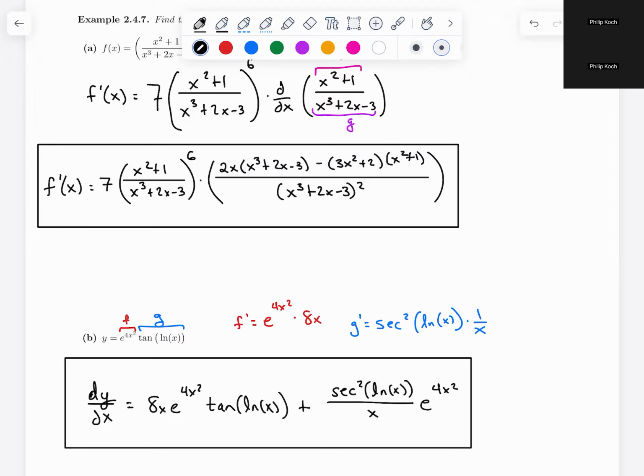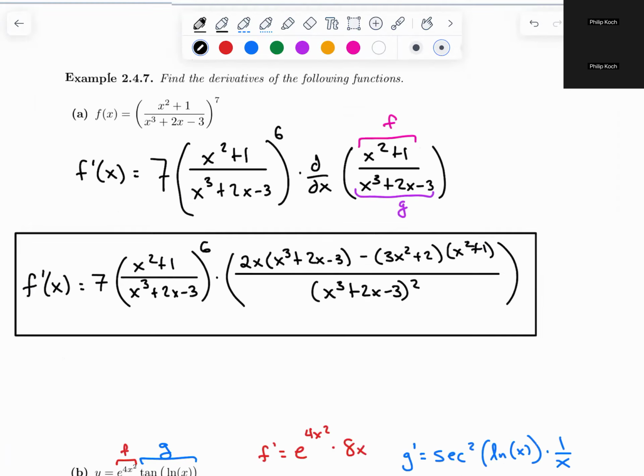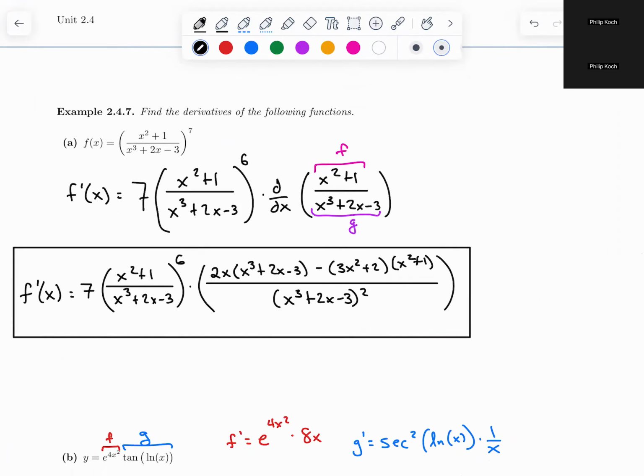Okay, so I've got the answers up here. This first one is a chain rule because it's a quantity being raised to the 7th with a quotient rule on the inside. So the outer function is the 7th power. By the power rule, it would be 7 blank to the 6th. But in this case, it would be 7 of the quantity x squared plus 1 over x cubed plus 2x minus 3 to the 6th times the derivative of the inside.